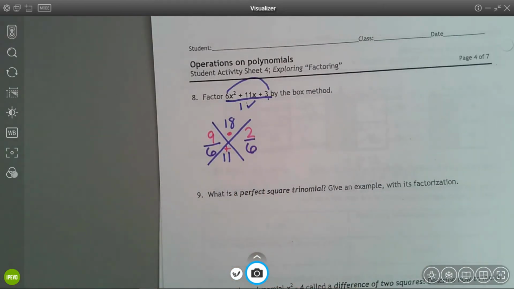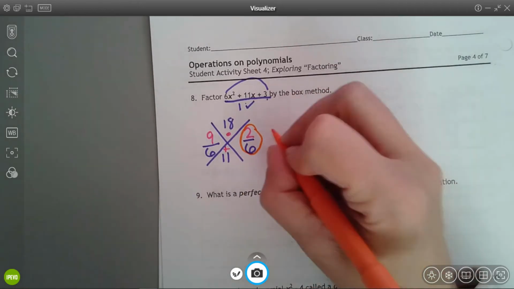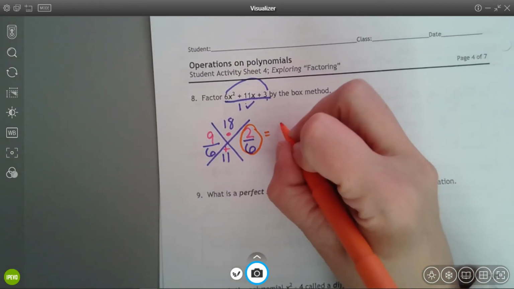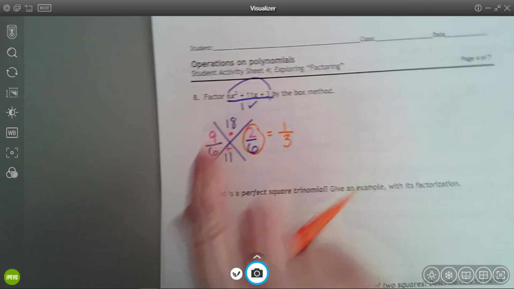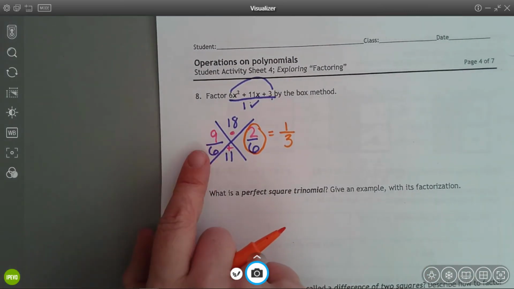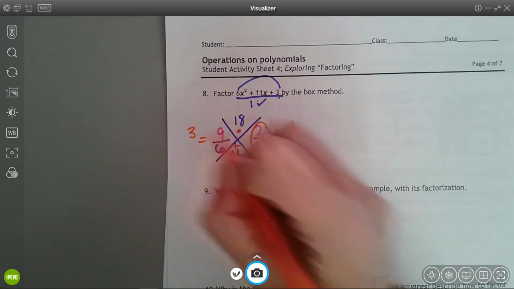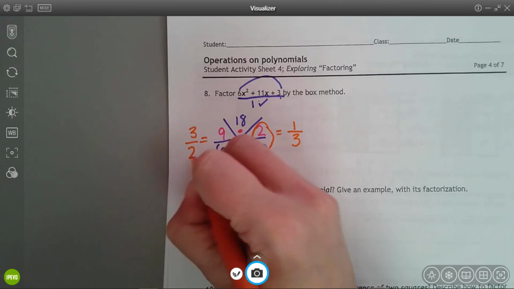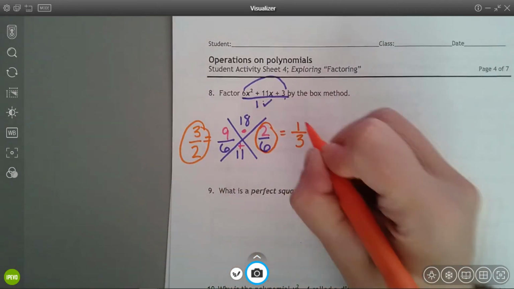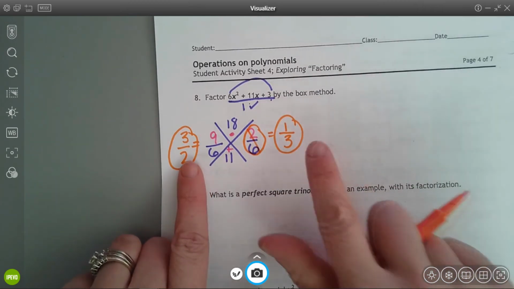We are going to have to reduce these fractions. 2 over 6, we can divide a 2 out of both of those to get 1 over 3. 9 over 6, we can reduce that by 3. We can divide a 3 out of both of those. 3 goes into 9 3 times. 3 goes into 6 2 times. So I have my 2 magic numbers here.